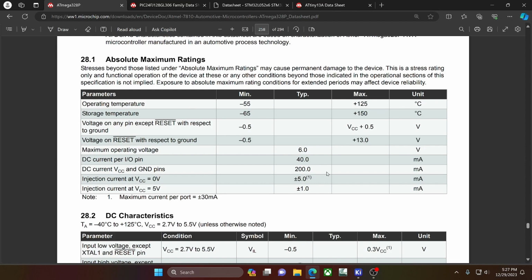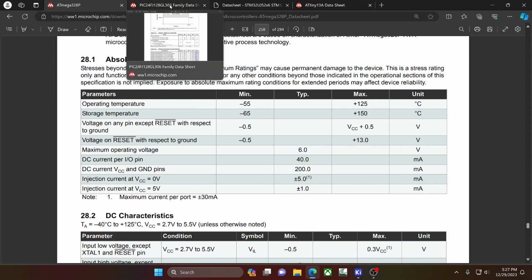Okay, so max DC current, 200 milliamps. So your 20 milliamp LED already uses 10% of your power budget. Big deal? Maybe, maybe not. Something you got to look up.